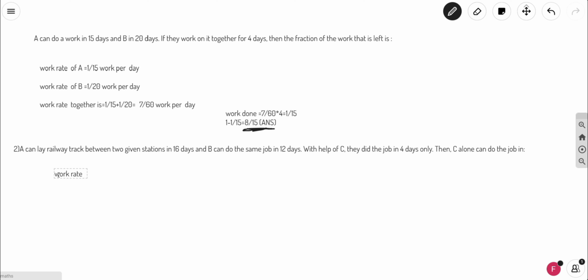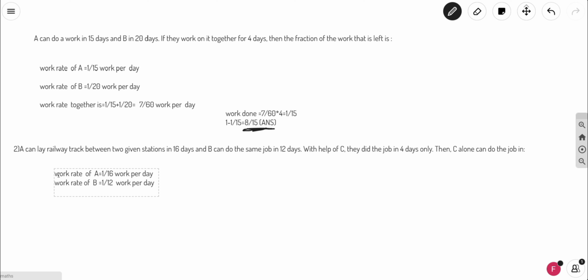And the second question says, A can lay railway track between two given stations in 16 days and B can do the same job in 12 days. With the help of C, they did the job in 4 days only. Then C alone can do the job in? We have to find the work rate of A, which is 1 upon 16 work per day. Work rate formula is 1 upon time taken. So 1 upon 16 is the work rate of A.